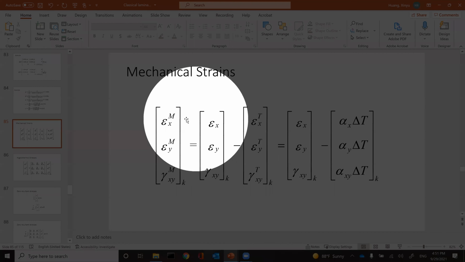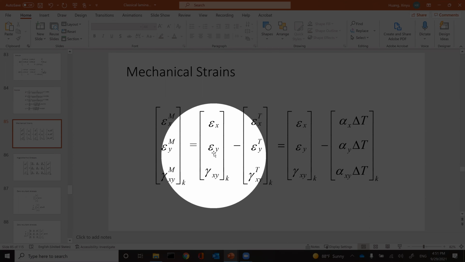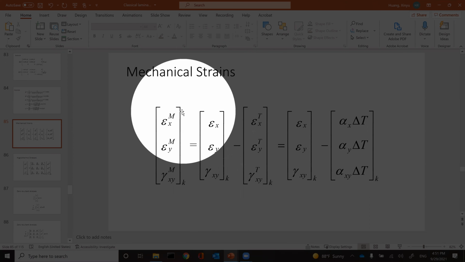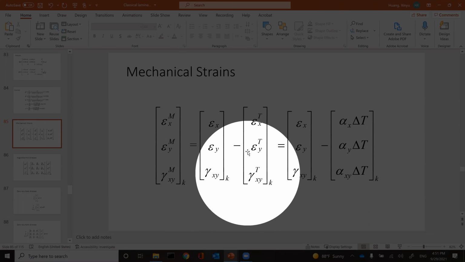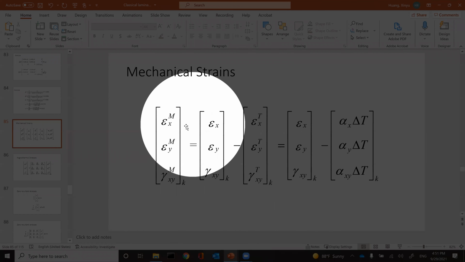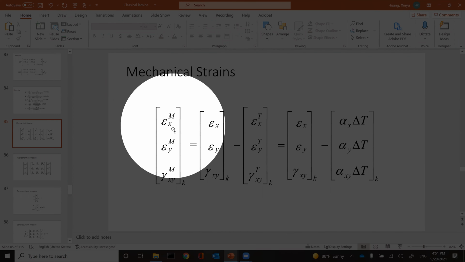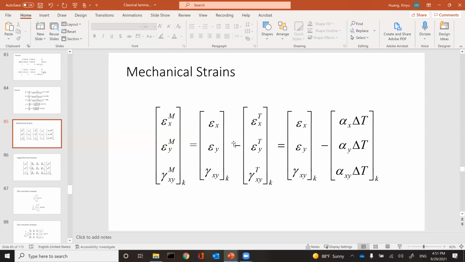So we partition the strains. This is the total strain. We think the total strain is a sum of the strain caused by mechanical loading and the temperature change. Now, if you move the second term, ET, to the left-hand side, you have epsilon x, epsilon y, gamma xy equal to these m terms plus t terms. The m term is the strain due to loading. The t term is the strain due to temperature change. So the only thing we say here is the total strain is a sum of these two effects, right?